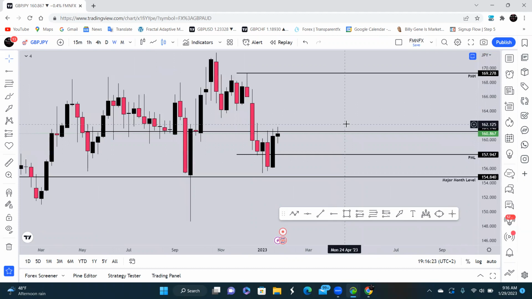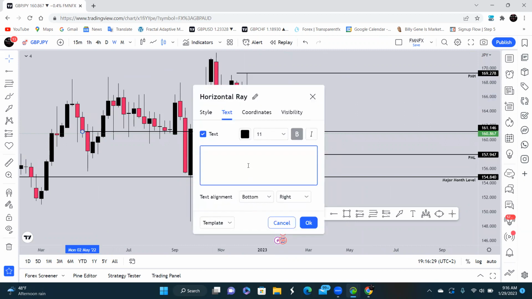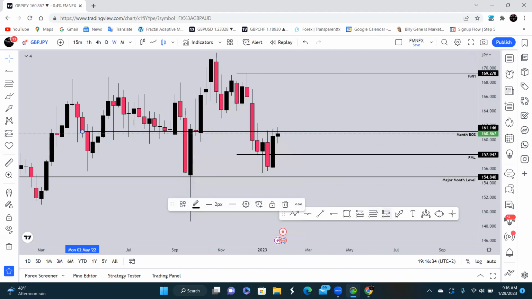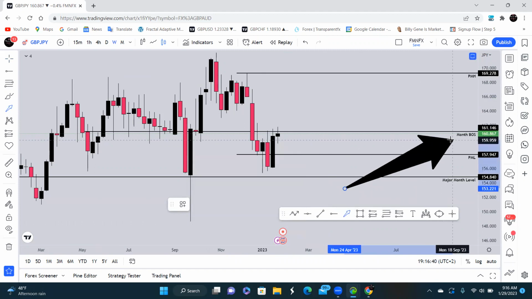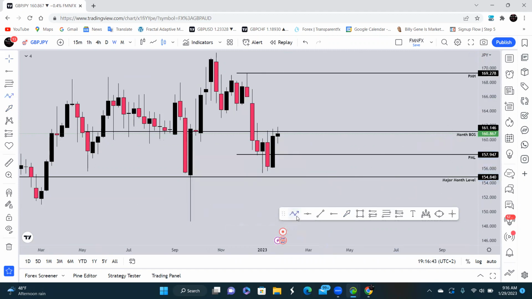Now, to me, if this level holds, and again, you can make a note to yourself so you know what this is, month BOS. Okay, month BOS, and it'll go right there. Month BOS, month break of structure. Now, if I'm looking at this, I can definitely see this W. However, because we are selling, in theory, it should continue downward. If this level holds, it should hold. Right now it's acting as resistance, but it should hold.